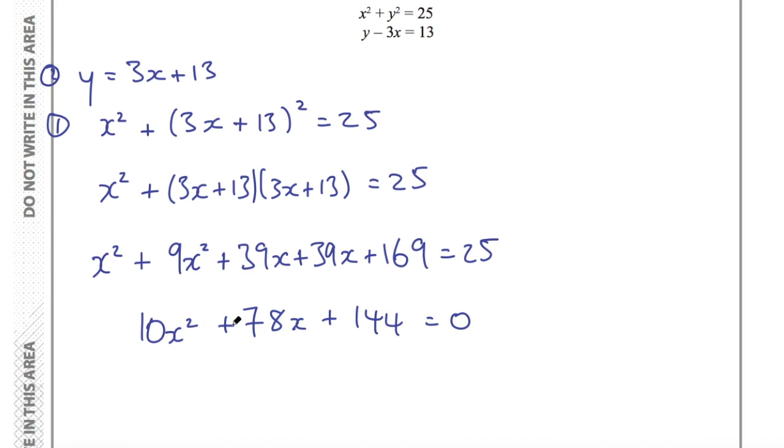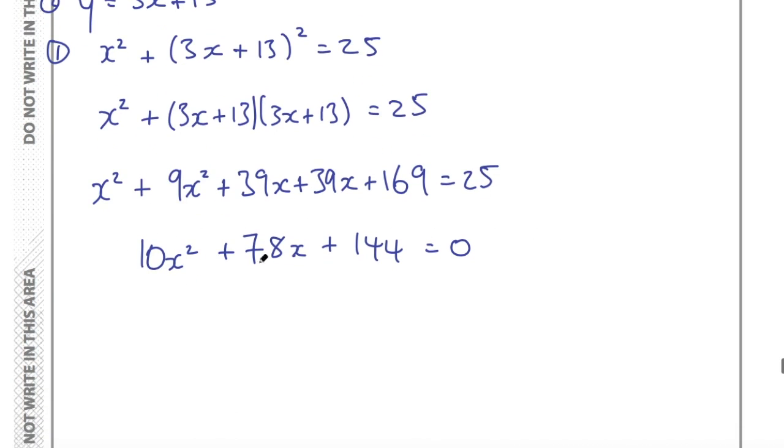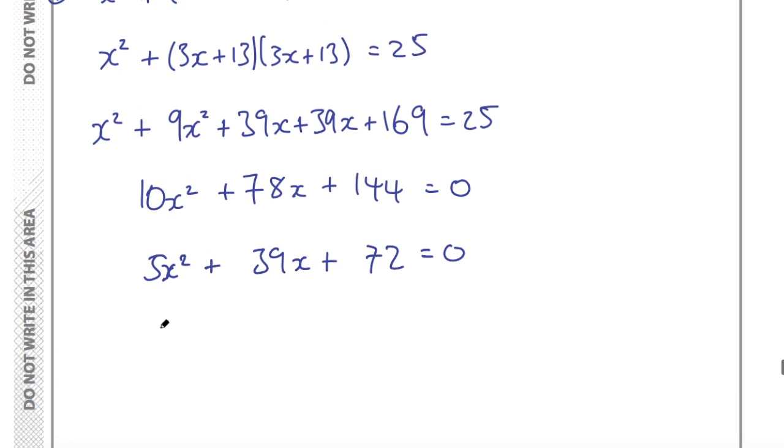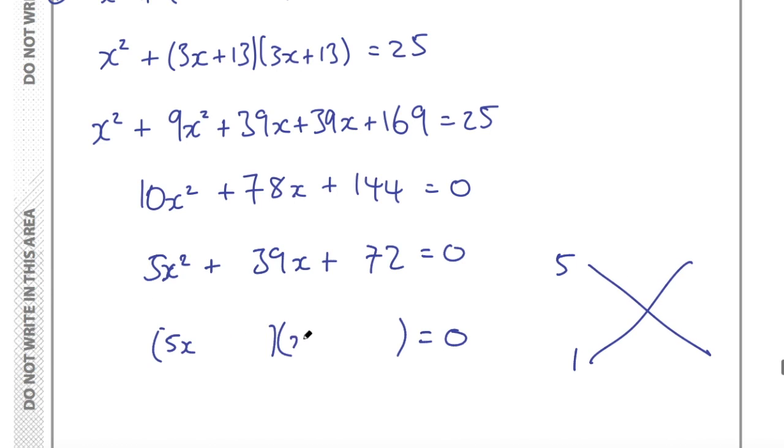Okay, so what we end up with is this quadratic, which we can go ahead and try to factorize into 2 brackets. Before we can do that, we can divide them all by 2. So we get 5x squared plus 39x plus 72 equals 0. And then we can see if we can split this into 2 brackets. So we've got the factors 5 and 1. So in the first part of these brackets, we're going to have 5x and x. And we need to see if we can find 2 factors of 72 that can make 39.